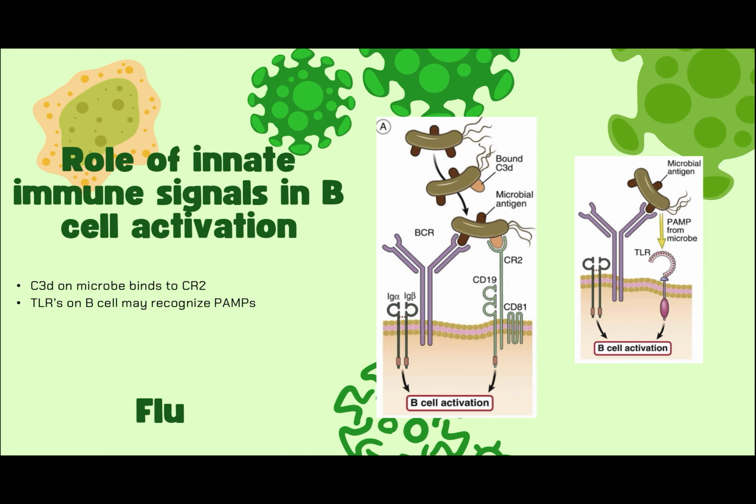So, innate immune signals can also activate B cells. For example, you have the complement protein C3d, which can bind to a microbe, and then it will bind to the receptor on a B cell called the CR2, and they will act more or less like a secondary signal to activate the B cell immune response. The TLRs can also recognize PAMPs, or anything related to microbes.